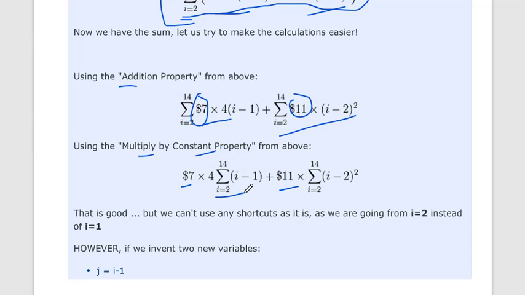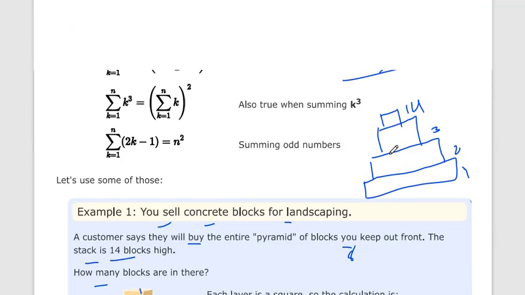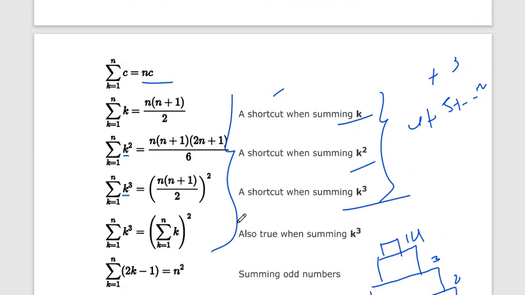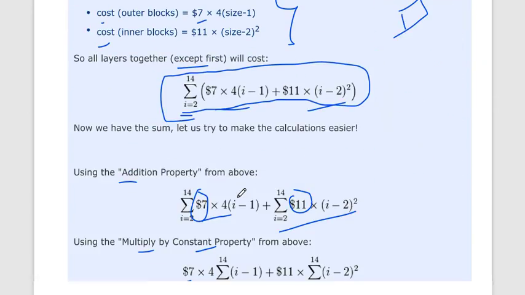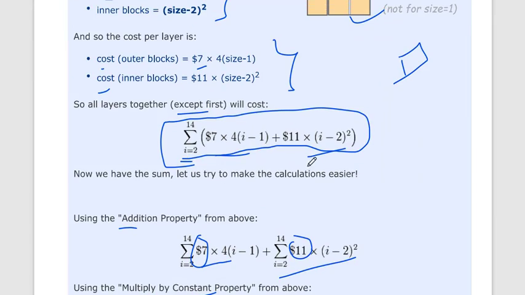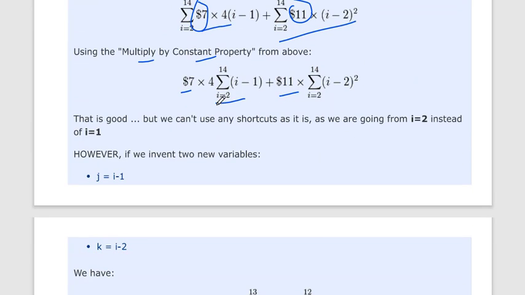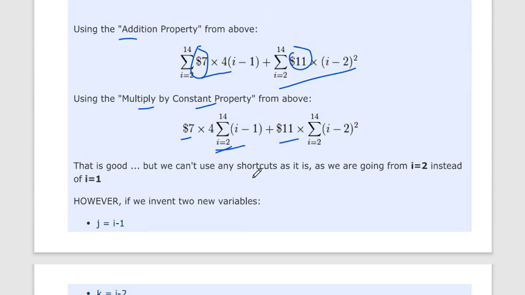Now here you can see that this sigma starts from i is equal to 2, so we cannot use the previous shortcut. Here you can see that it always starts from 1, and then we can use this formula. But here we have i is equal to 2, it starts from i is equal to 2, so we cannot use our shortcut. So how do we calculate?